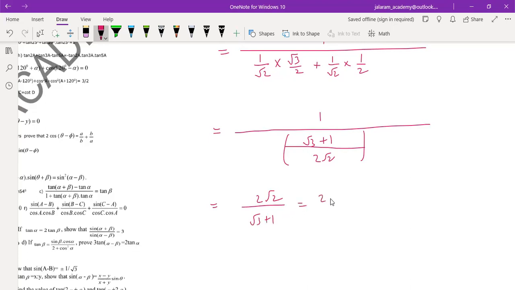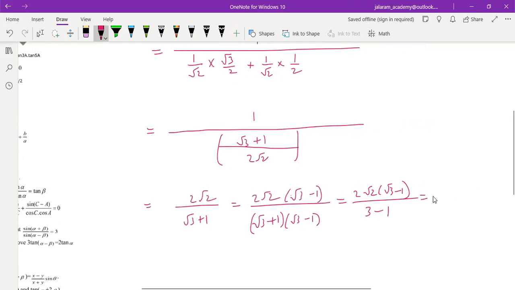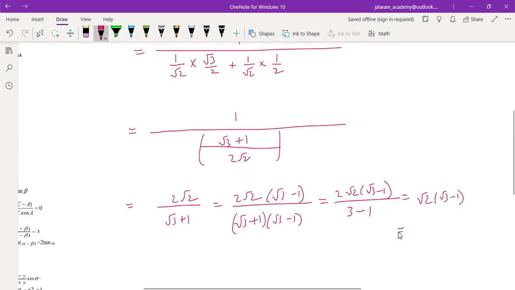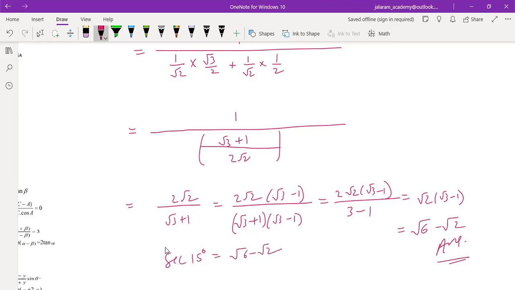Now to find the proper value, you must multiply with the rationalizing factor of the denominator. To rationalize the denominator, we will multiply by root 3 minus 1. So it is 2 root 2 into root 3 minus 1 over root 3 plus 1 into root 3 minus 1, which is root 3 square minus 1 square, that is 2. So this 2 will be cancelled out, root 2 into root 3 minus 1. When we expand the bracket, root 6 minus root 2 is the answer. So the value of sec 15 degree we have calculated as root 6 minus root 2.